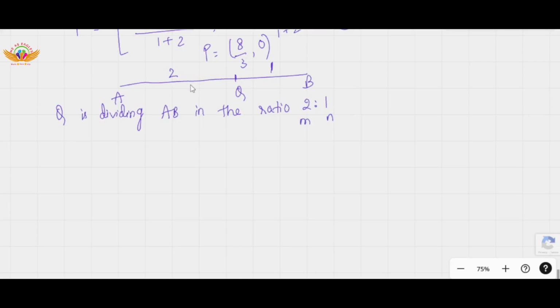And the points are the same. Okay, what are the points? The A point is x1, y1 and here it is x2, y2.